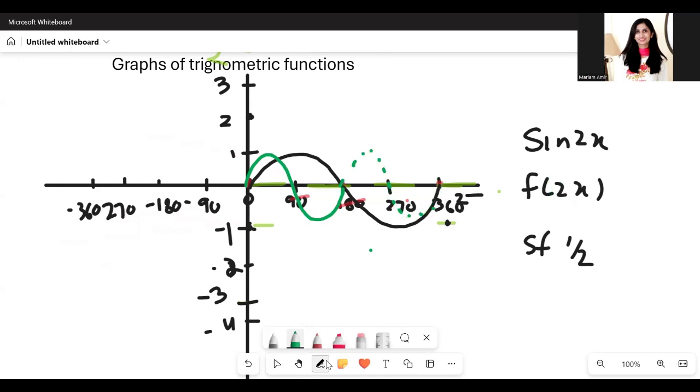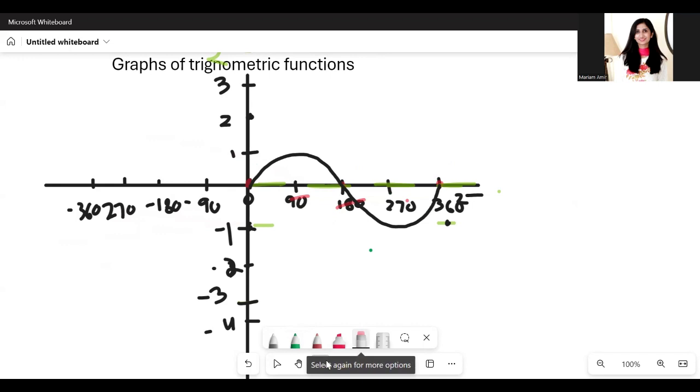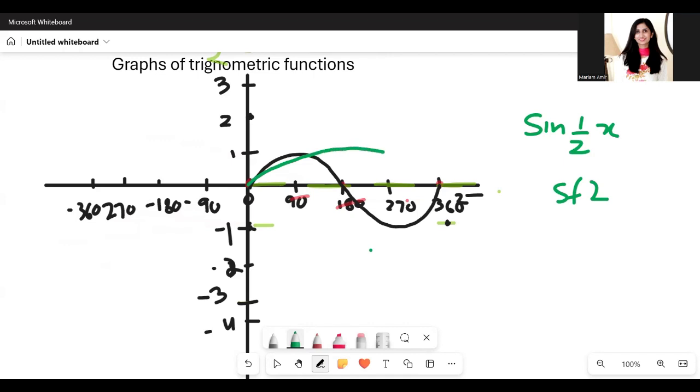Okay. Let's also discuss the graph of sine half x. Sine half x would be a stretch parallel to the x-axis with scale factor 2. So now it's going to double. It'll go like this. And then it will go like this. So this is the graph of sine half x.